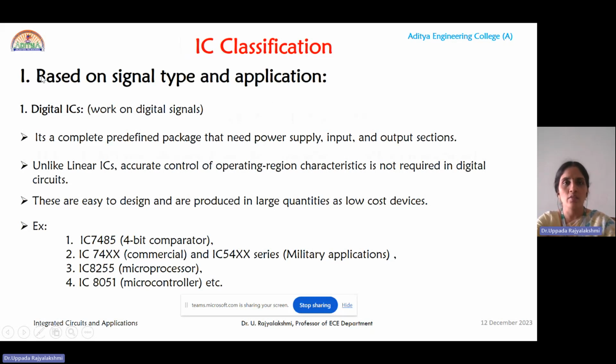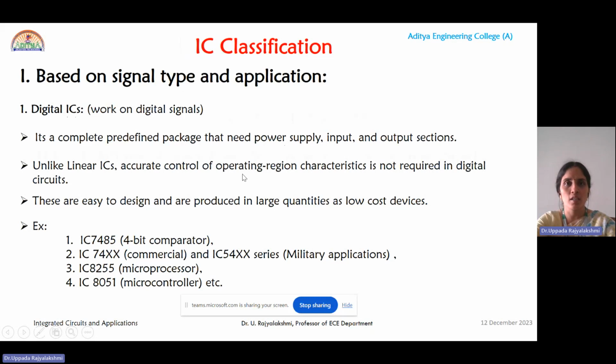So the first factor that we are going to discuss is IC classification based on the signal type. First, based on the input signal type, the input signal may be analog or digital or any kind of mixed signal. Let us first discuss the first type of IC, called a digital IC. We all know that a digital IC is like a predefined package. It needs only the power supply, input and output sections.